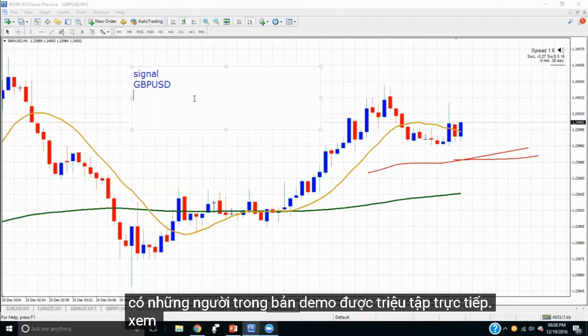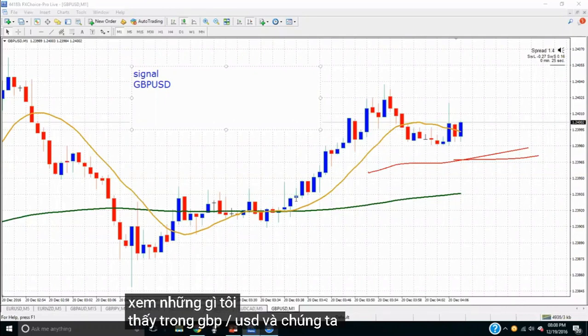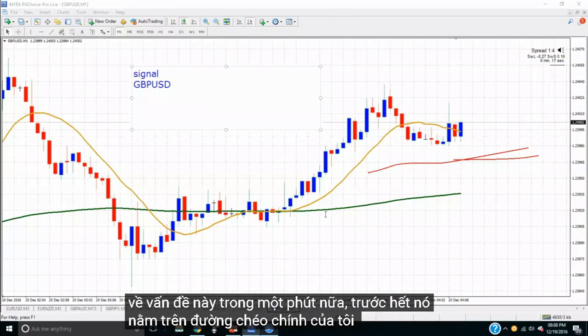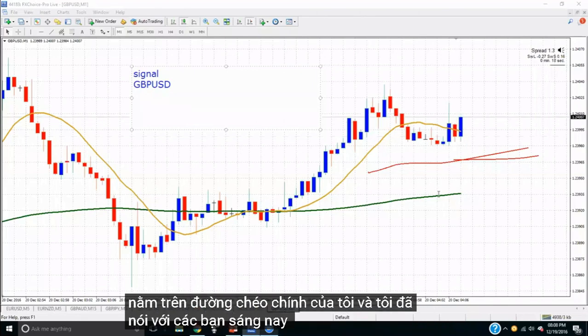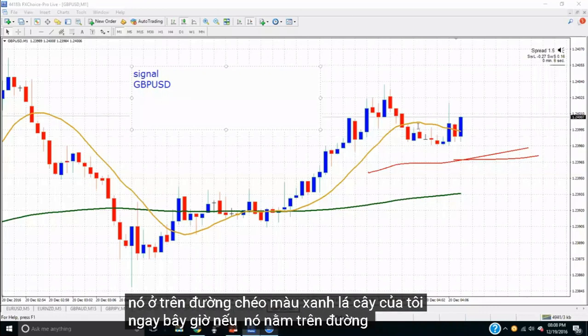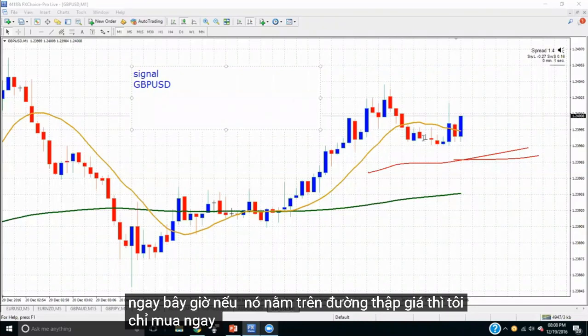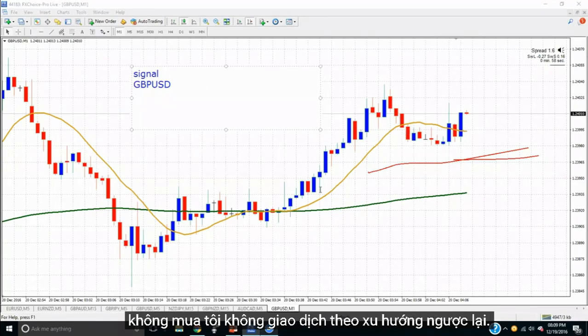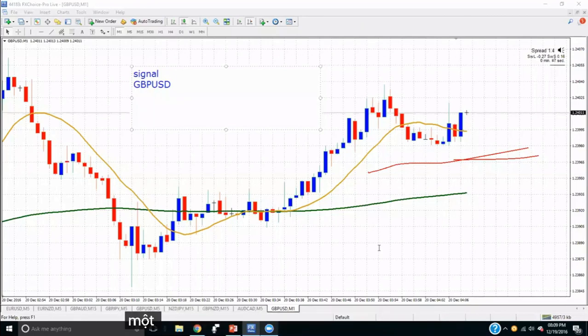So let's see. Right now, what I see in GBP USD, and we're going to talk about this in a minute. First of all, it's above my main cross line, and I was telling you guys this morning that if it's above the cross line, mine's green right now, then I buy only. Even if it comes down, I don't cross counter trend trade. If it's above my 200 moving average, this right here, I buy. If it's below, I sell.